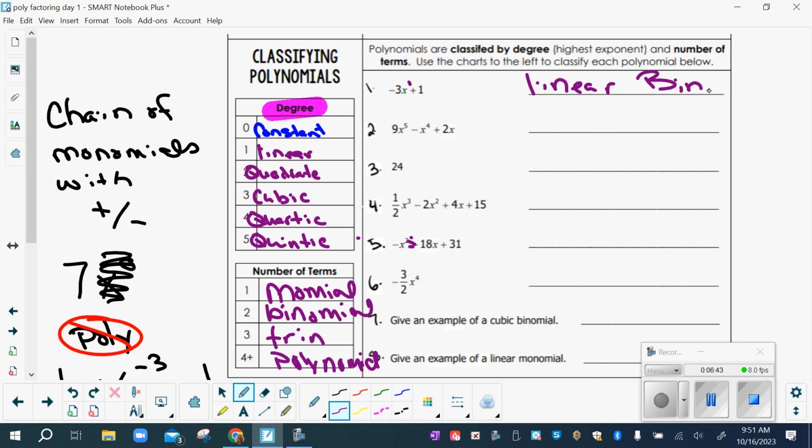2 names. It's got a first name, which is the degree, and a second name, which is how many chunks there are.